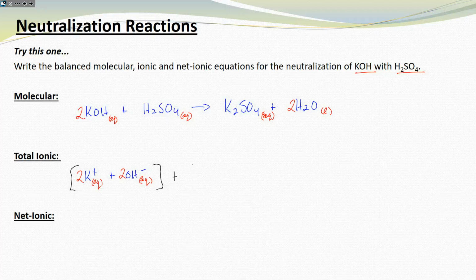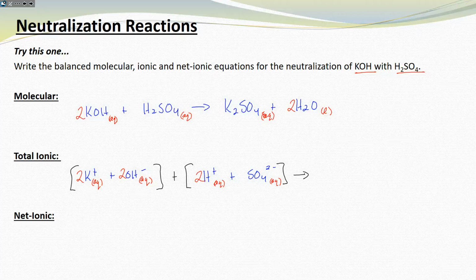All right, next one. Might as well put a square bracket there. H2SO4 is going to make H plus and SO4 2 minus. But because there are 2 H's in H2SO4, I'm going to get 2 there. These are aqueous as well. On the other side, K2SO4 is going to make K plus and SO4 2 minus, but to keep it balanced, there needs to be 2 Ks. Again, aqueous, aqueous, brackets here.